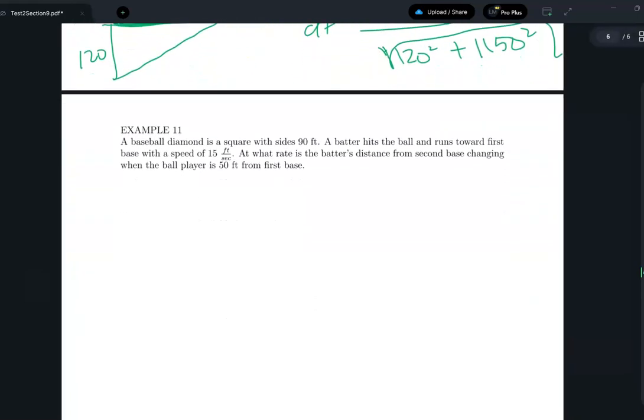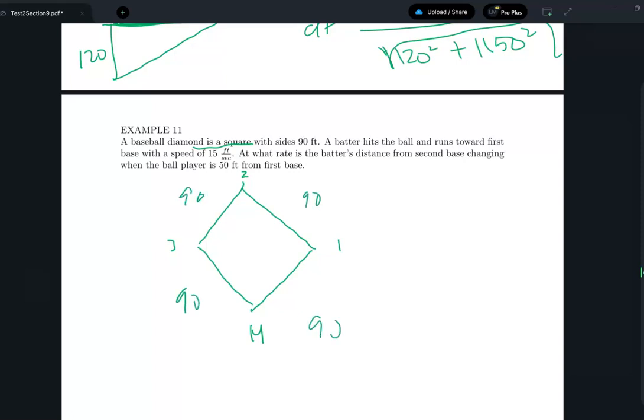All right, last one. So a baseball diamond truly is a square that's shifted over. So that's the home base. There's first and second and third. Each of these sides is 90. Okay, so it's a square. So a batter hits the ball and runs toward first base. So I'm going to put the batter here, person running, and this is the rate they're running. So I'm going to give that length right there the letter B, and dB over dt is 15. So that's increasing, right? It's getting bigger.